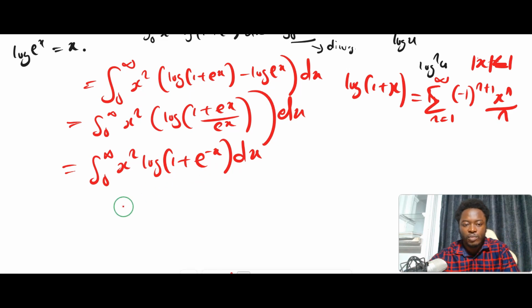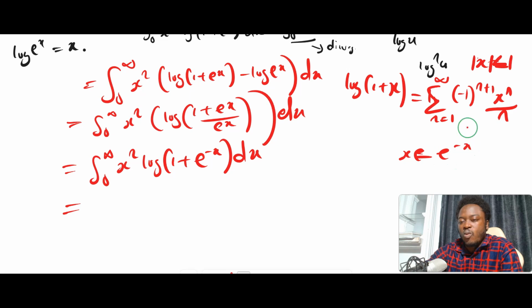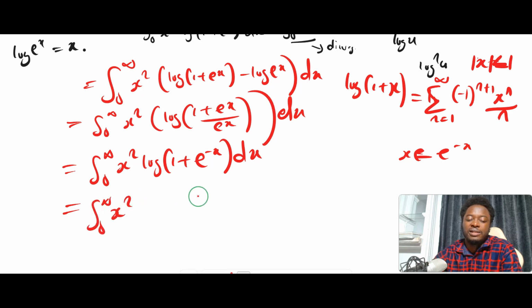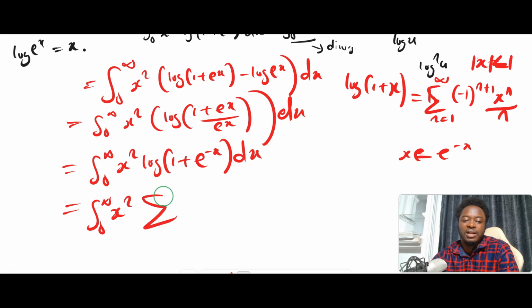So if we take x to be e to the negative x, this will work out for us, because e to the negative x is numerically less than 1 over the limit from 0 to infinity. So we write this as the integral from 0 to infinity of x squared times, now we replace the log by the series, the sum as n runs from 1 to infinity.